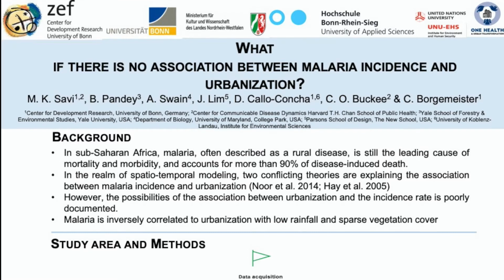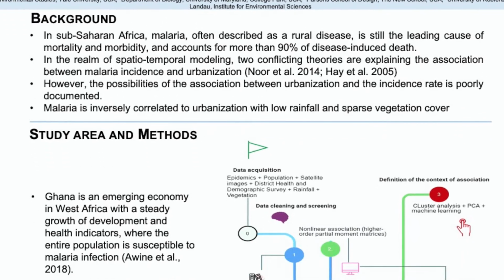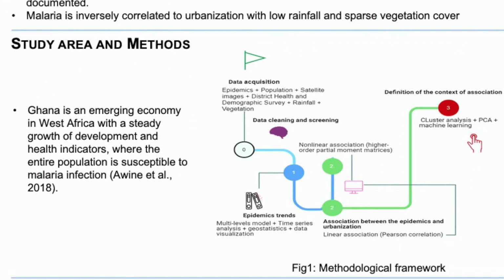a case study. As you may know, Ghana represents an emerging economy in sub-Saharan Africa with rapid urbanization. As such, Ghana gathers a large spectrum of urban areas, from a small city to a very large city. Therefore, it represents a case study that will provide insight into conditions of potential association between malaria incidence and urbanization.